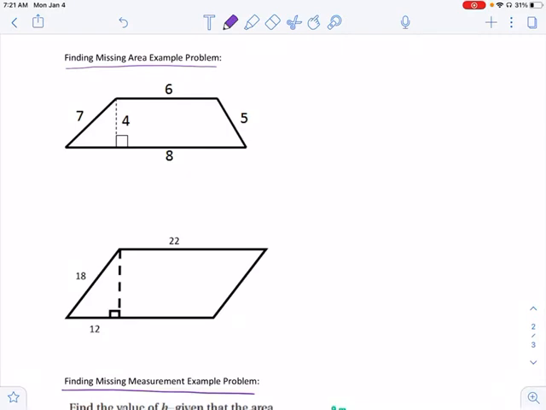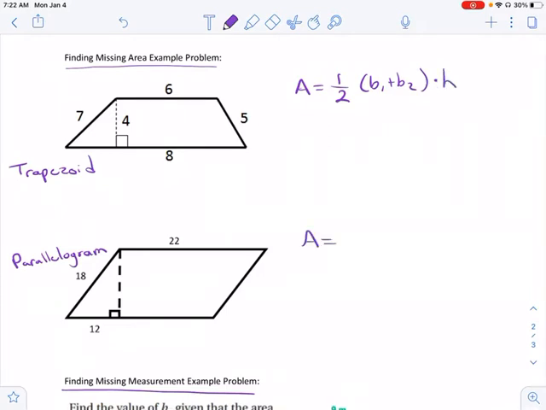So looking at my two shapes, the first thing that I would want to be able to do is to identify those shapes. So this is going to be a trapezoid, okay? And this is our parallelogram. So I know what equations that I want. And it's not uncommon for me to even write out the entire equation ahead of time. That way, I can see all the pieces and how they change basically as they go along. So this is going to be just base times height.